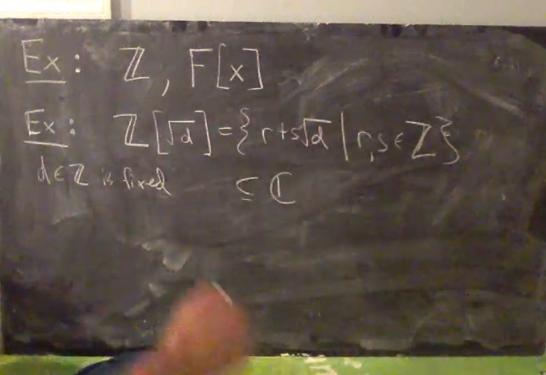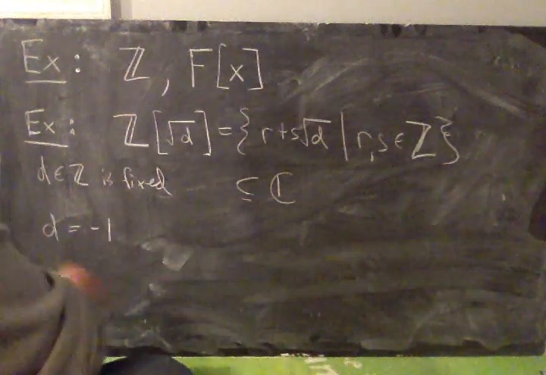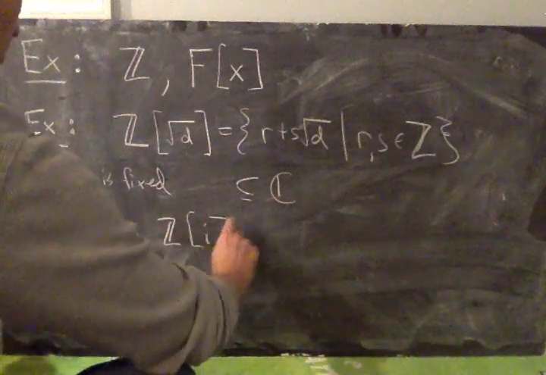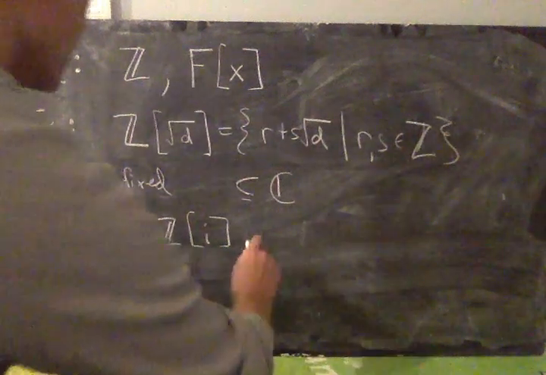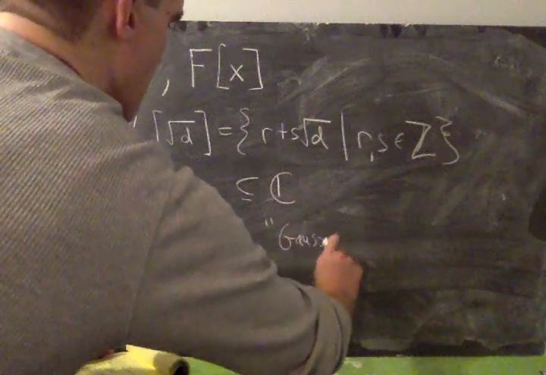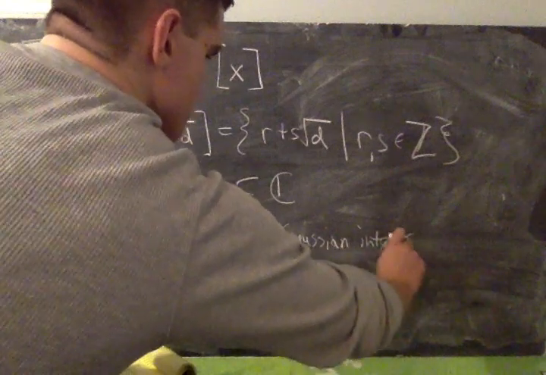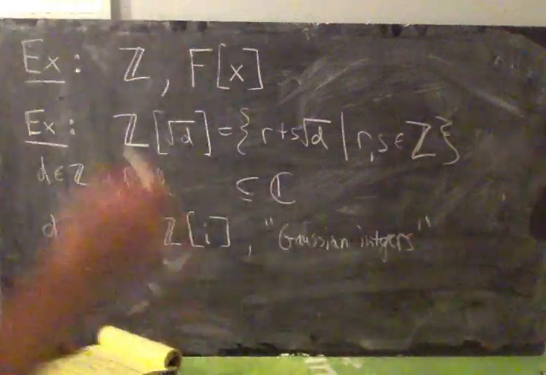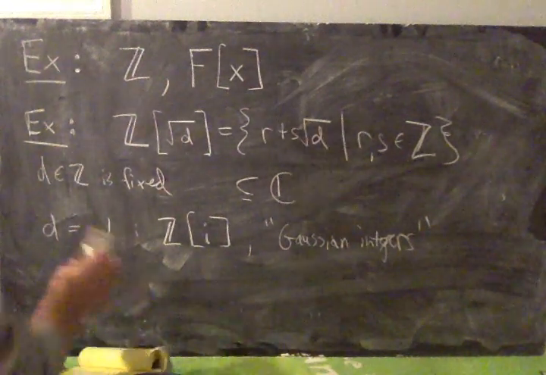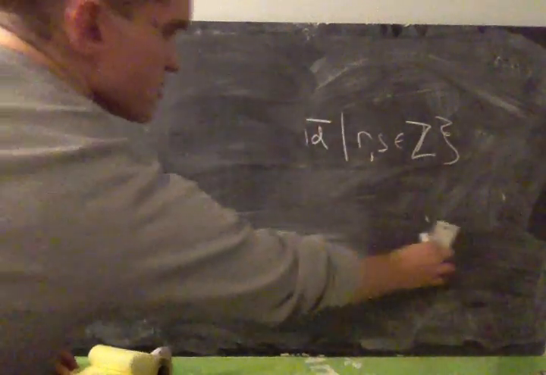A particular example is, if you set d equal to -1, then the square root of -1 is i, so we have Z with i attached, and that gets a special name. This is the ring of Gaussian integers. We'll be looking more at that as we go along. This is a very important example of an integral domain, and it will be an example of a Euclidean domain, as we'll see.